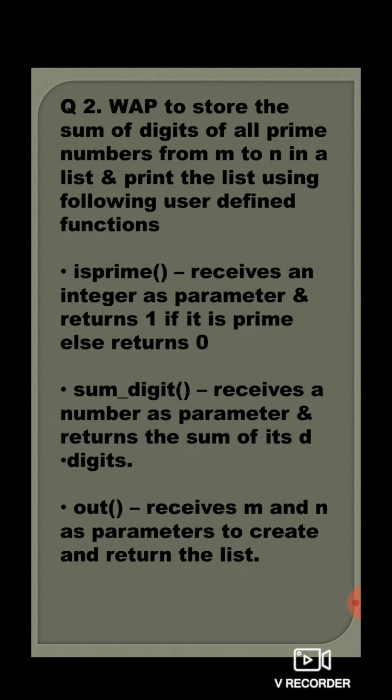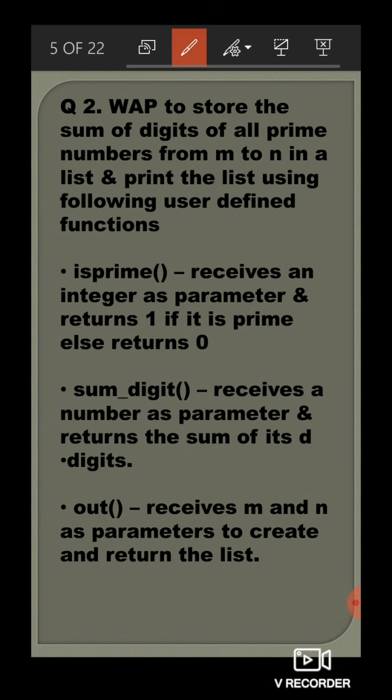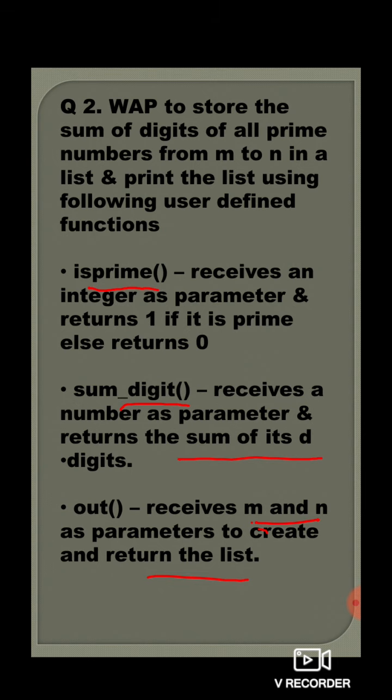Okay, so for this you have to make use of the is prime function, which will check whether the number is prime or not, and the sum digit function, which will receive a number as parameter and return the sum of its digits. Okay, so the sum will be calculated by this function, and the out function will receive m and n as parameters and create the list of sum of digits of the prime numbers. So, let us see how to do this program.